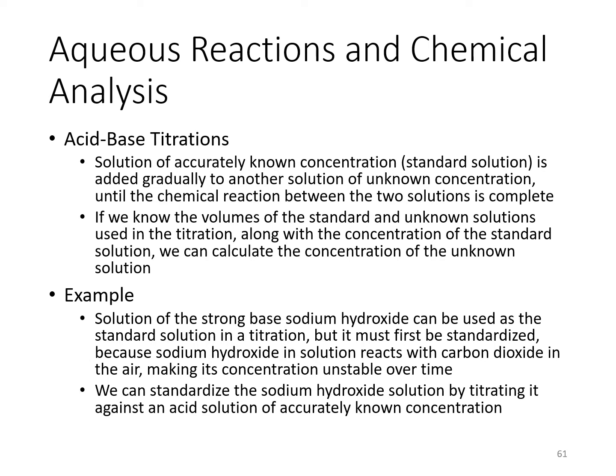If we know the volumes of that standard solution and the unknown solution used in that particular titration reaction, and we know the concentration of the standard solution, we can then calculate the concentration of that unknown solution. Okay, so in this we're going to need to know the balanced chemical equation. We're finding out how many moles of the thing that is being titrated were needed to react completely.